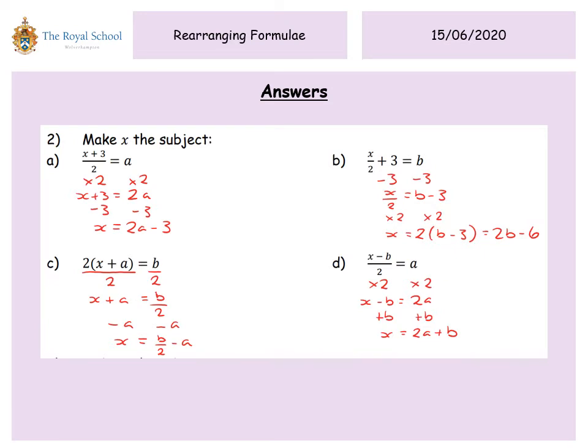Number 2, we've got some more two-step formulae here to make x the subject. So again, what's happened to x? Well, x has had 3 added to it, and then we've divided by 2. Now, just be careful on BIDMAS here.